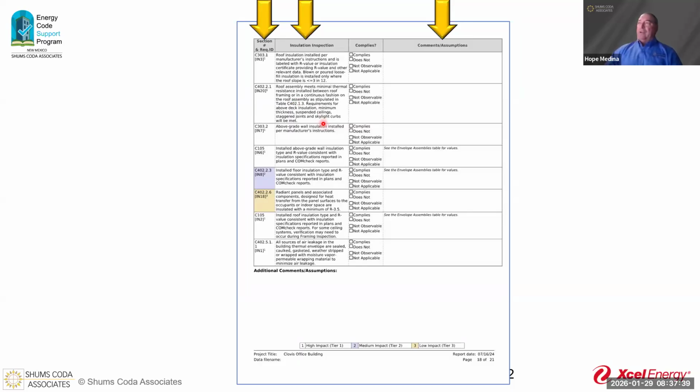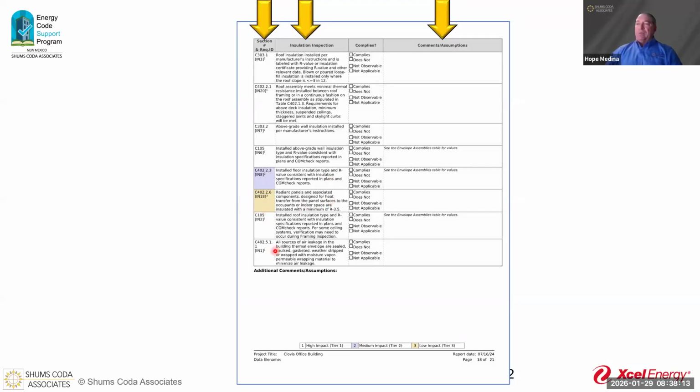That's a great one. When you're out doing that roof inspection, I don't know how many times I've missed the skylight curbs. Don't know what it is. It just happens to be one of my natural blind spots that I've tried to correct. This checklist keeps me on point on that. So it lets us know what we're looking for on our floor insulation. It gives us radiant panels designed for heat transfer from the panel surfaces to the occupants or indoor space. That's a great one to know.